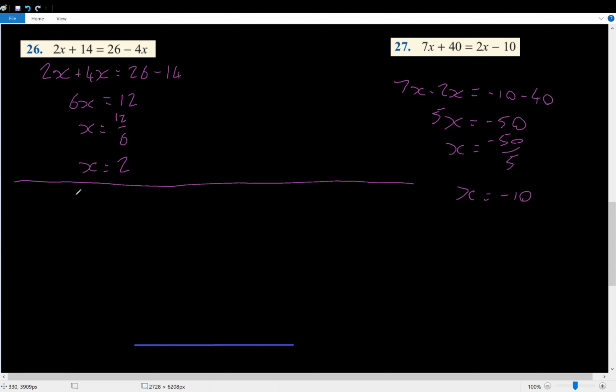So instead of 2x plus 14, we've got our value for x, so it's going to be 2 times 2 plus 14 is equal to, and then instead of 26 minus 4x, we're going to have 26 minus 4 times 2. On the left, we have 4 plus 14, and on the right we have 26 minus 8. 4 plus 14 is 18, and 26 minus 8 is also 18.